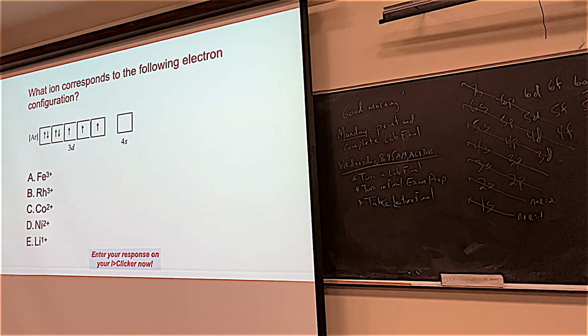But if you take away 2 electrons, i.e. making cobalt 2 plus, those are the first electrons to go. Highest n comes out first, and then the 3d's would come out after that. So let's predict it's cobalt 2 plus.